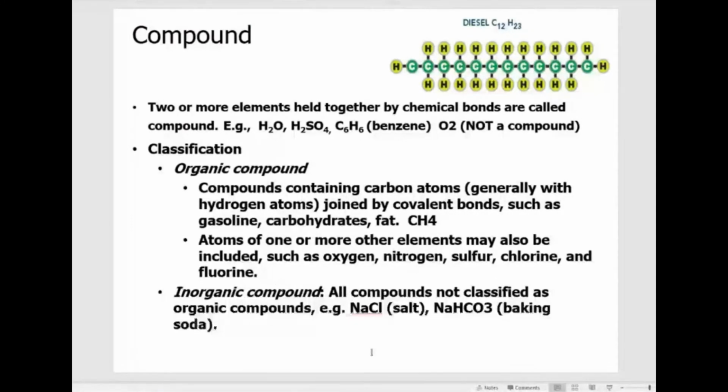Inorganic compounds: all compounds that are not organic compounds are inorganic compounds. For example, sodium chloride, that's our table salt. Do you see a carbon-carbon bond? No, so it's an inorganic compound.